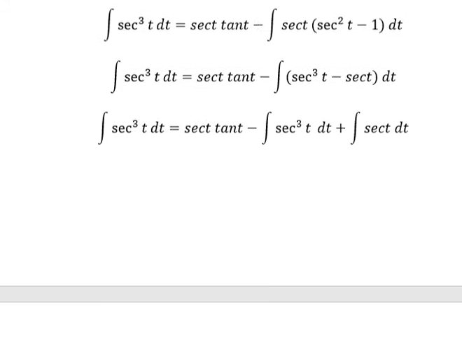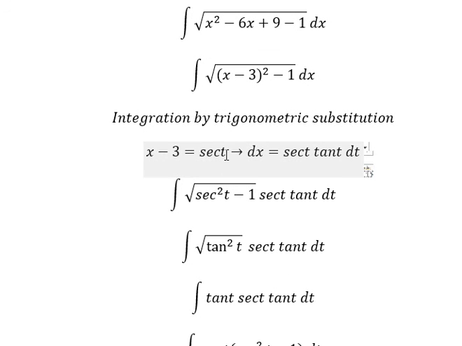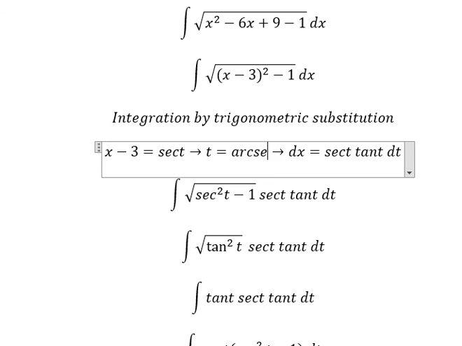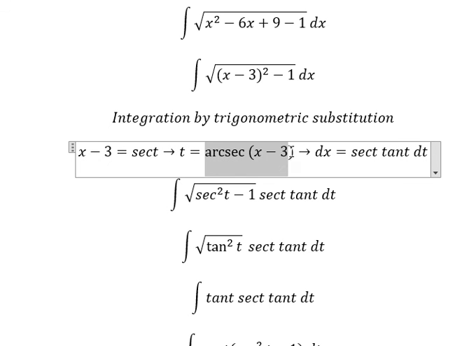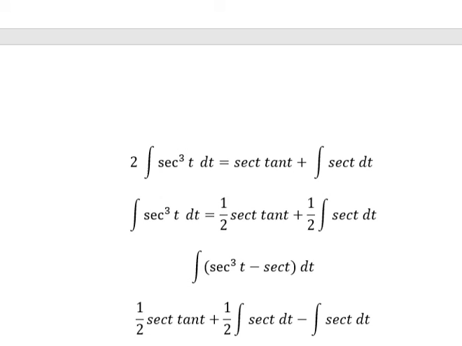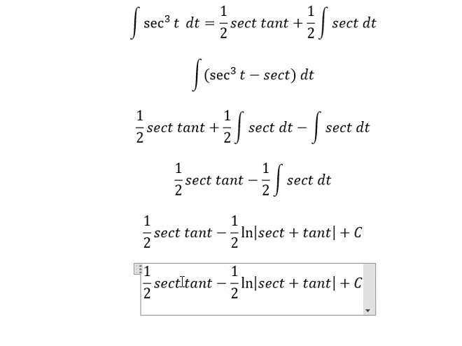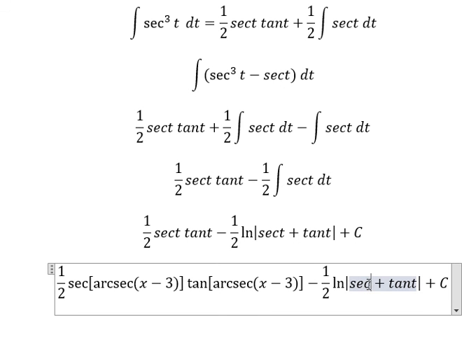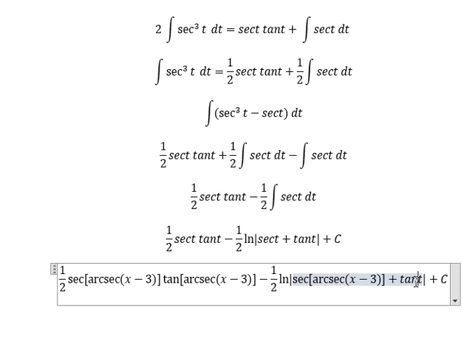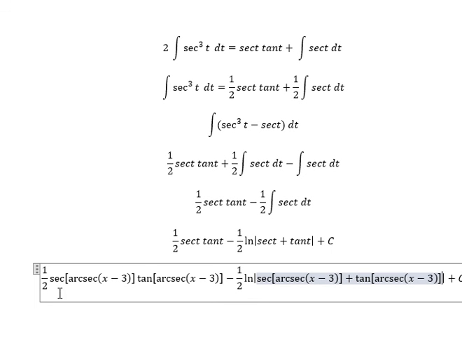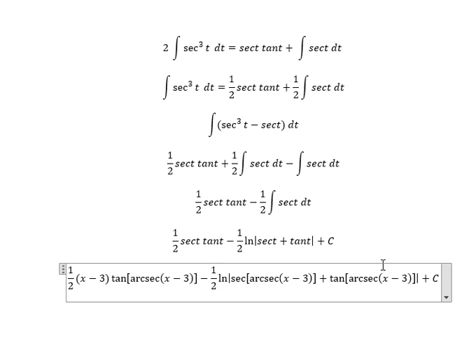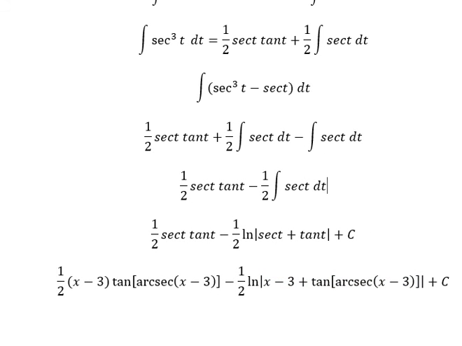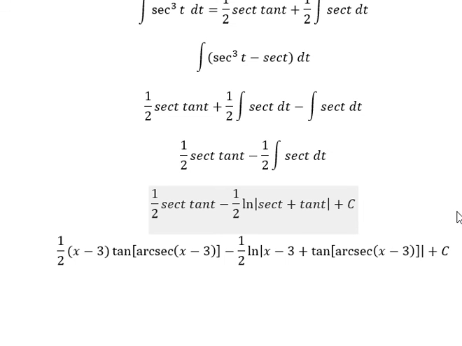About t, we go back to this one. And we got this one in here. And we put this one back in here. Secant root of secant, you got s minus 3. Similar for this one. And this one is the final answer.